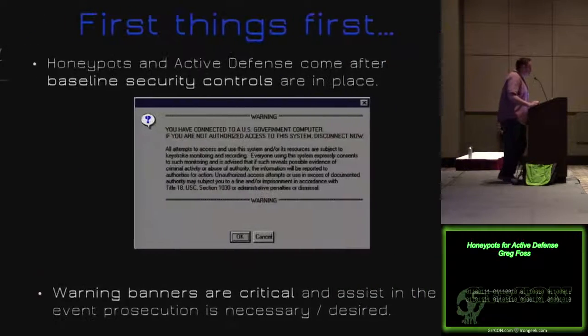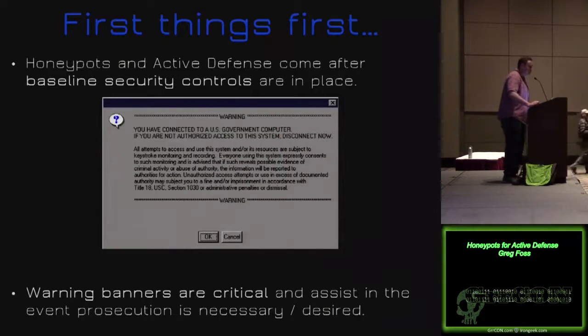Now this is probably one of the most important aspects we're going to cover in this talk. Before you do any of these active defensive techniques and start messing with attackers, warning banners are something that's often overlooked in organizations, but it's very important from a legal standpoint, because you can't go and start launching client-side code on the attacker's system without being implicated legally yourself.